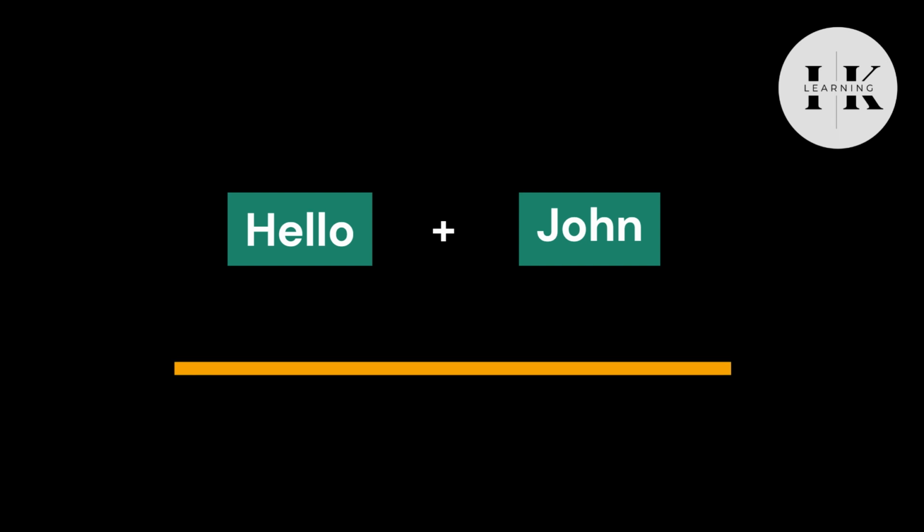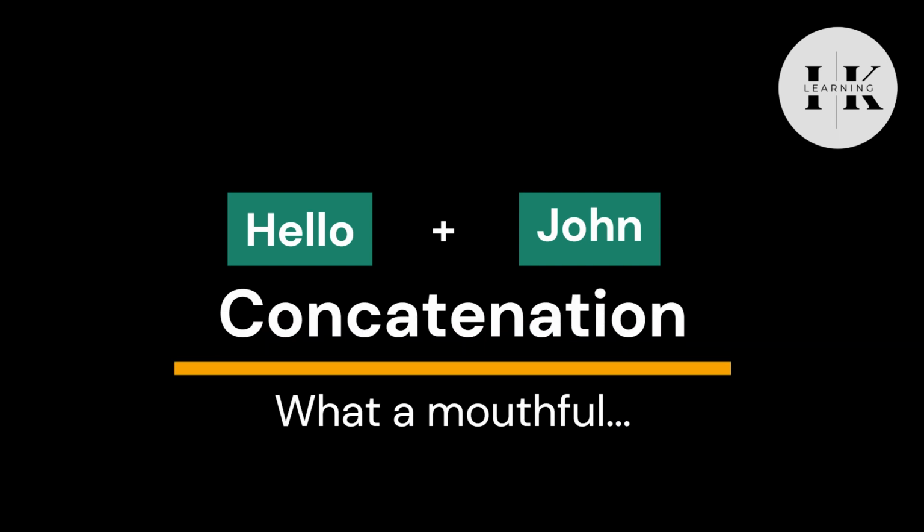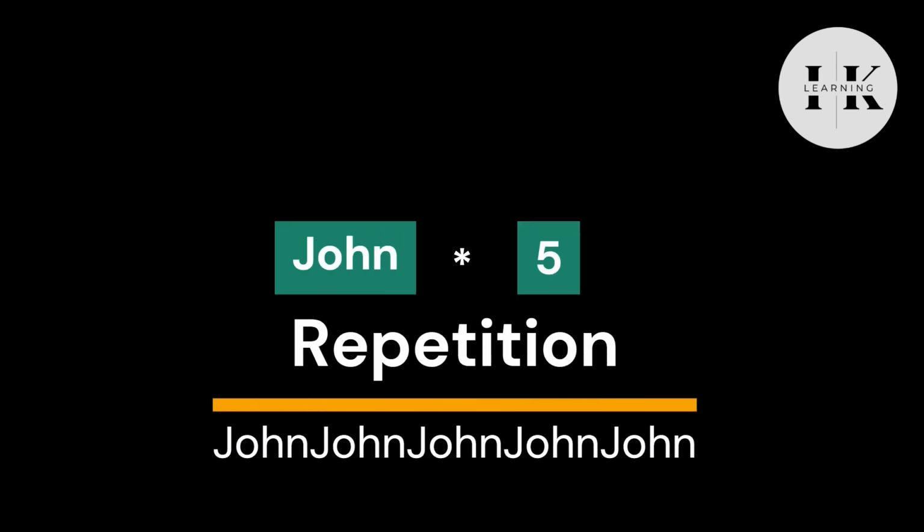Now, adding strings together is called string concatenation. I know, it's a bit of a mouthful. Now, the second thing that we have, or the second arithmetic operator that we can use on strings, is the multiplication sign. Basically, what it would do is it would simply repeat the string over and over and over again.